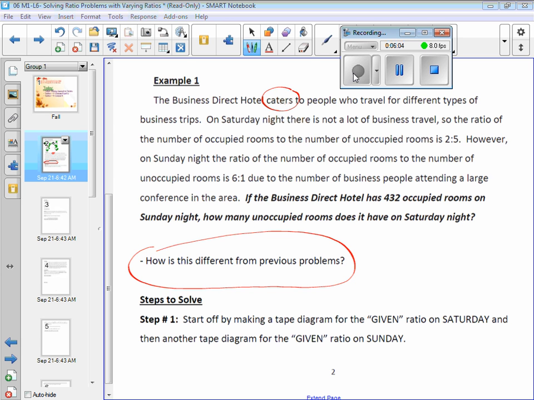And here are your key words. You need Saturday night, occupied rooms to unoccupied rooms, ratio 2:5. That, in essence, right there, is one set of tape diagrams like you've been doing. Second set. Sunday night, no change there. Occupied rooms. I said no change there. I meant it is a change. It goes from Saturday to Sunday, but it's still a change in days. Occupied rooms to unoccupied rooms. There's where there's no change, but a new ratio of 6:1.